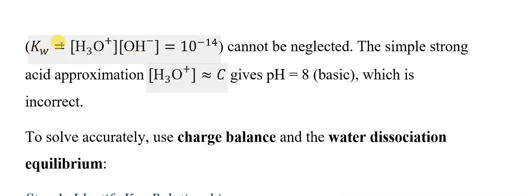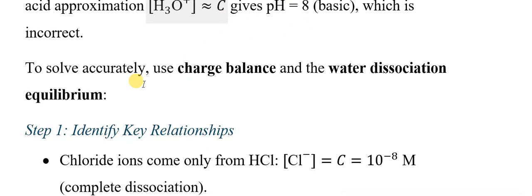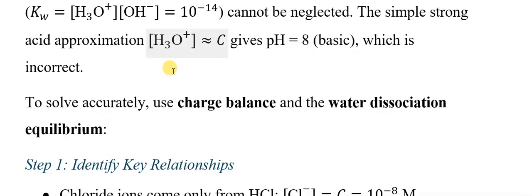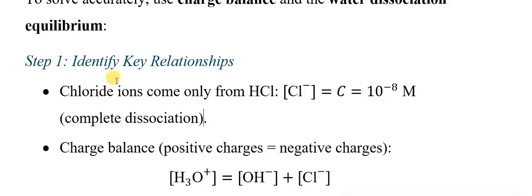We know that water is involved in auto ionization, and the equilibrium constant, the ionic product of water, is 10 to the power minus 14 at 25 Celsius. It cannot be neglected. Okay, to solve accurately, you use charge balance and water dissociation equilibrium. We know that chloride ions only come from HCl. That is the only source, and HCl is completely dissociated. It means the concentration of chloride would be equal to the concentration of HCl.